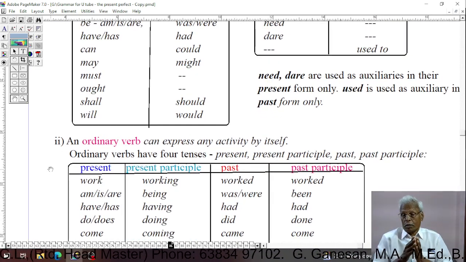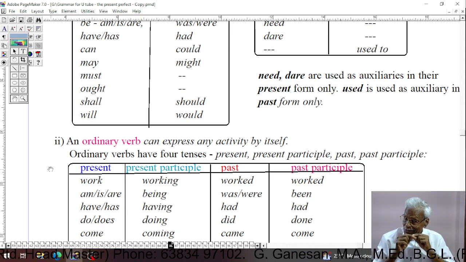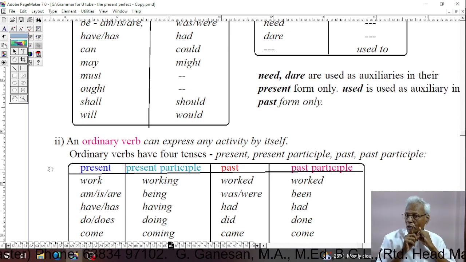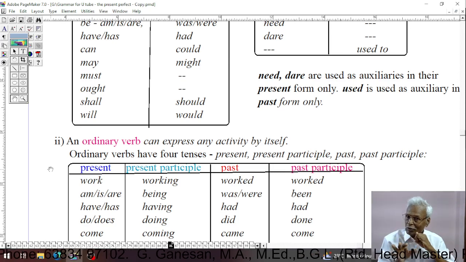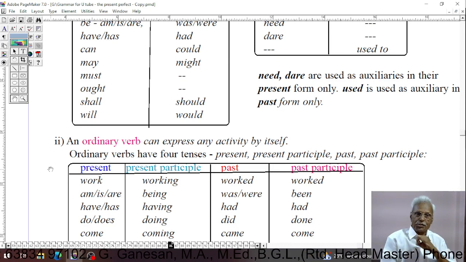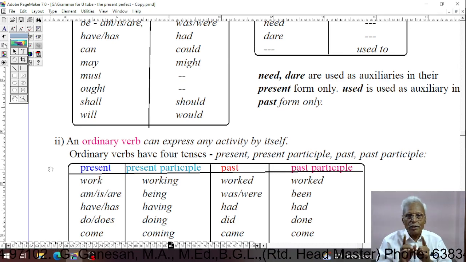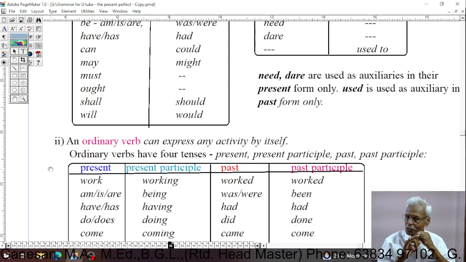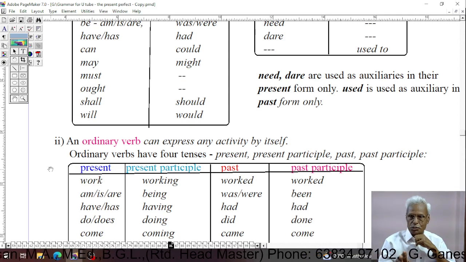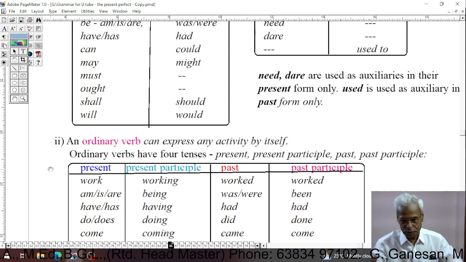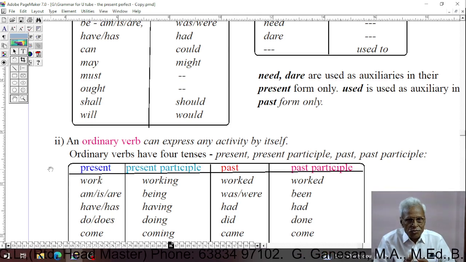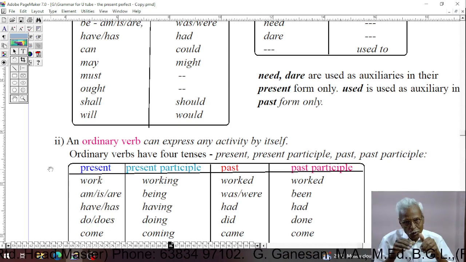Thus, the characteristic qualities of the auxiliary verb: an auxiliary verb cannot act independently by itself. It could act only as a helping verb. Secondly, an auxiliary verb has only two tenses, present tense and past tense. Then let us see the characteristic qualities of the ordinary verbs.